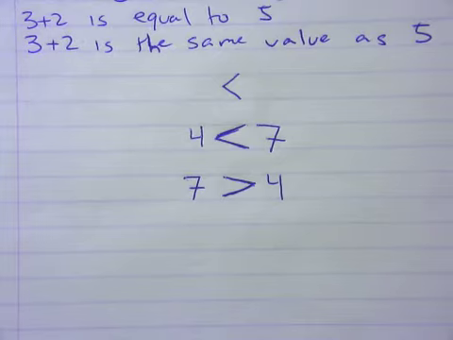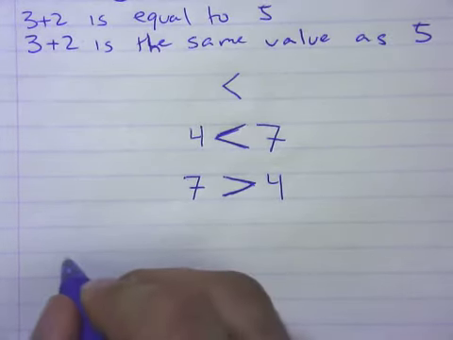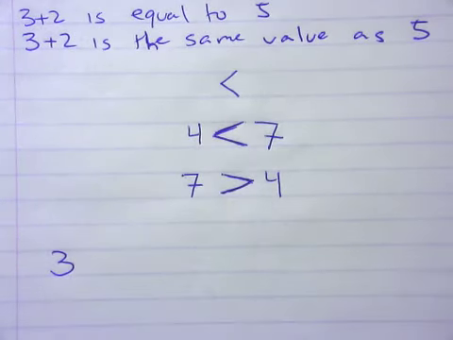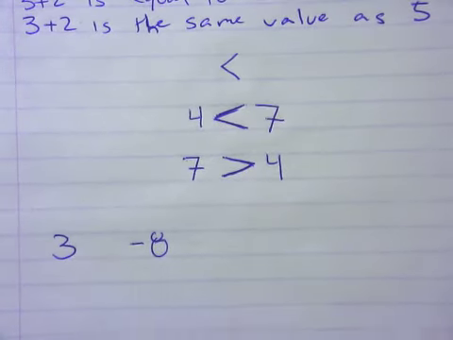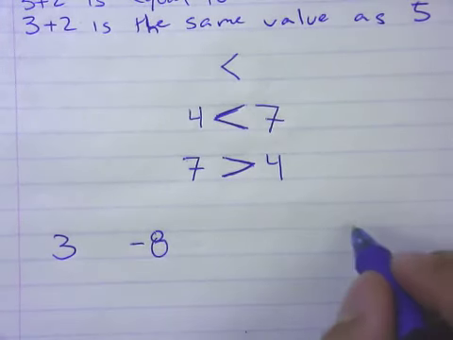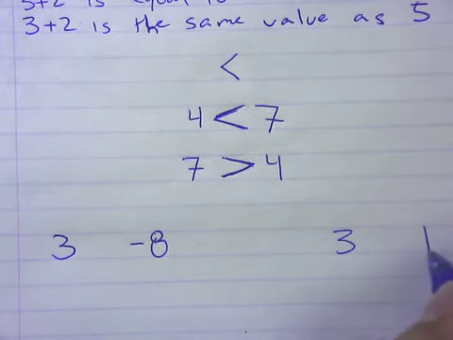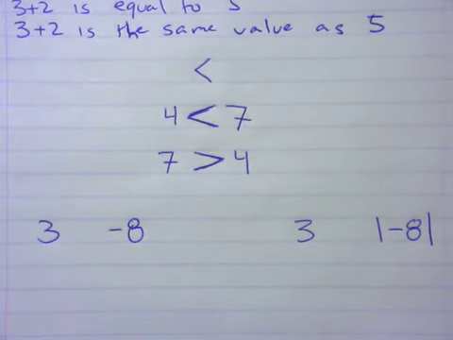All right. Let's go ahead and have you try one. Actually, I'm going to have you try 2. I'd like you to fill in which inequality symbol you would use for comparing 3 and negative 8. And I'd like you to fill in which inequality symbol you would use to compare 3 and the absolute value of negative 8. Go ahead and hit pause in your video. Think that through. Write an answer down.